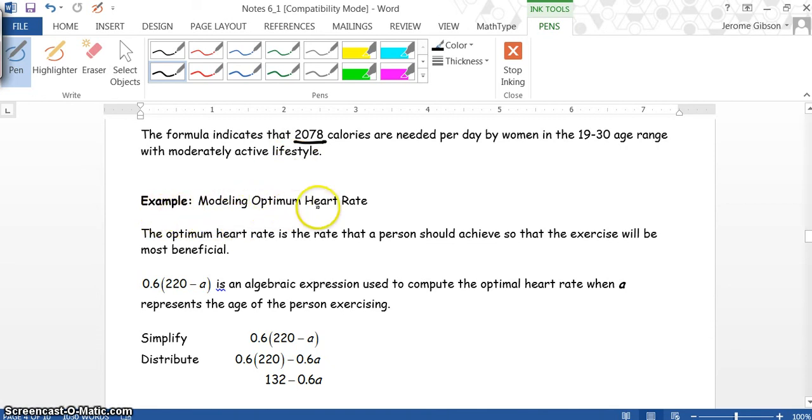Now we come to our next example. It says modeling optimum heart rate. The optimum heart rate is the rate that a person should achieve so that the exercise will be most beneficial. 0.6 times the parenthesis 220 minus A is an algebraic expression used to compute the optimal heart rate when A represents the age of the person exercising.